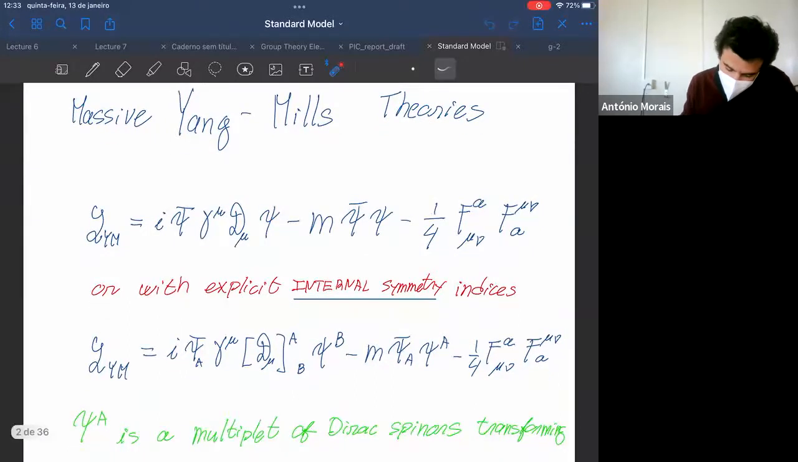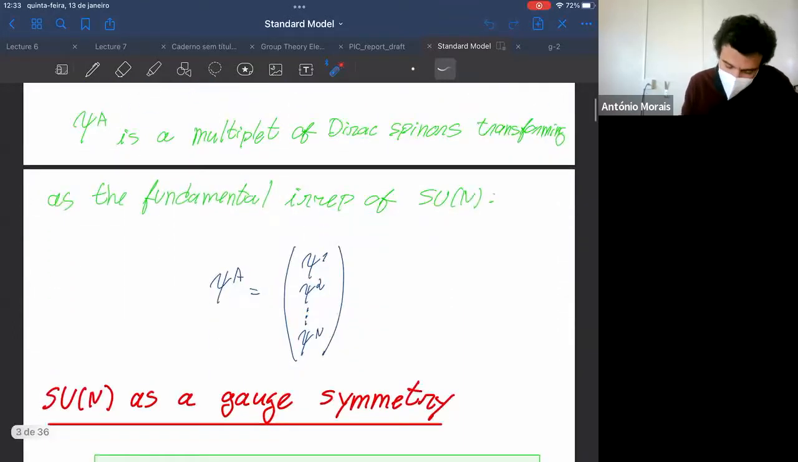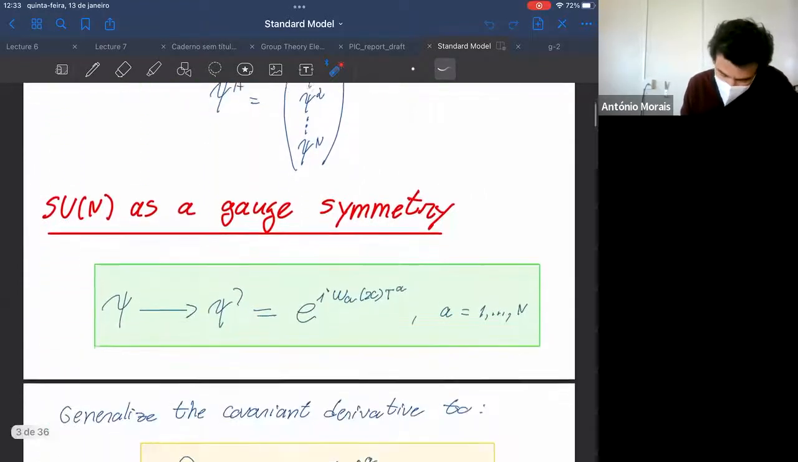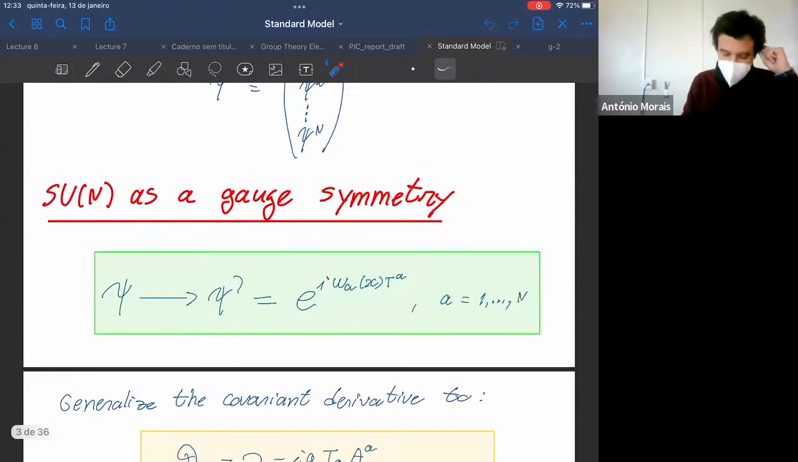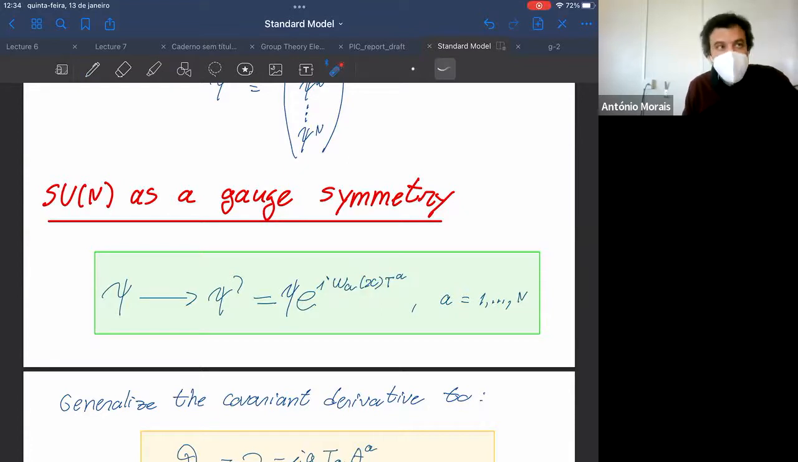You can write this explicitly in terms of internal symmetry. Internal symmetry are the SUN indices, so these big A and big B are the SUN indices. Here I'm not specifying which symmetry it is, but it's a multiplet. So the fundamental representation would be psi 1, psi n, and so on. Specializing to the case of SUN as a gauge symmetry, the transformation under SUN is this. And there is something missing here, which is a psi: psi goes to e to the i omega A of x, local, T A.